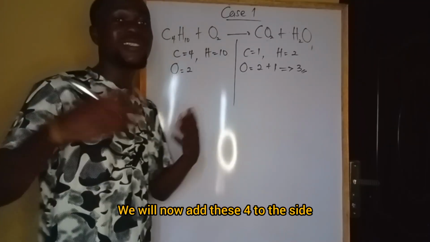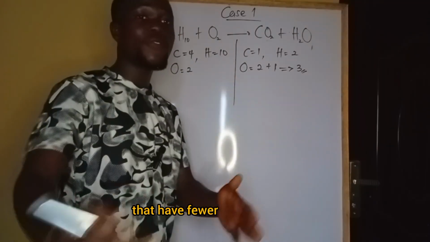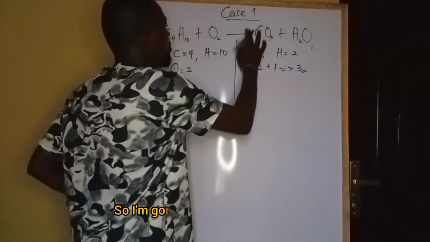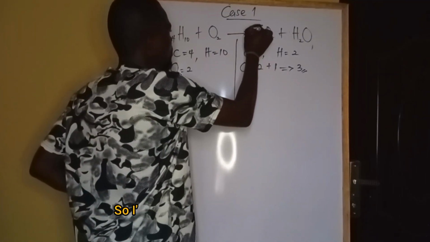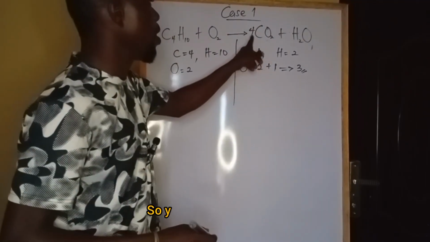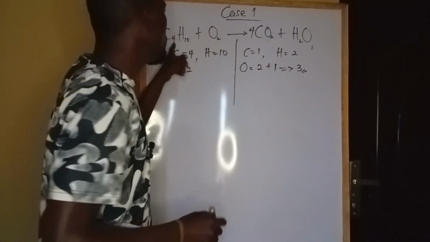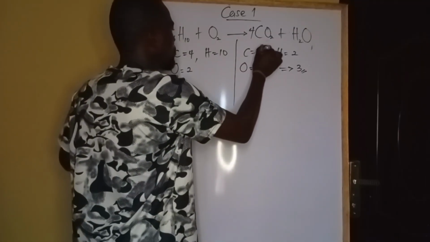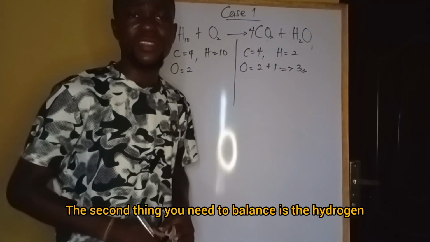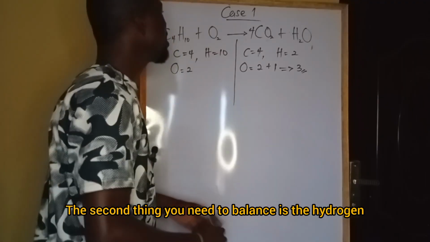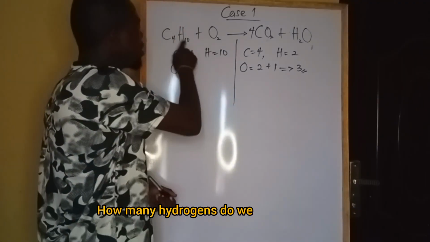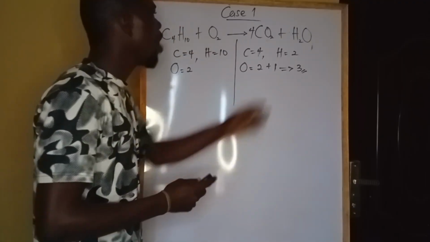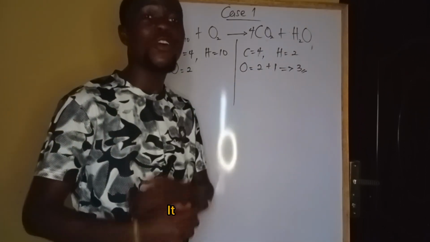You will now add this four to the side that has fewer carbon atoms. So I'm going to add the four to this side. So you can now see we have four carbon atoms here and we have four carbon atoms here. So it is balanced. The second thing you need to balance is the hydrogen. How many hydrogens do we have here? 10. How many do we have here? 2. It is not balanced.